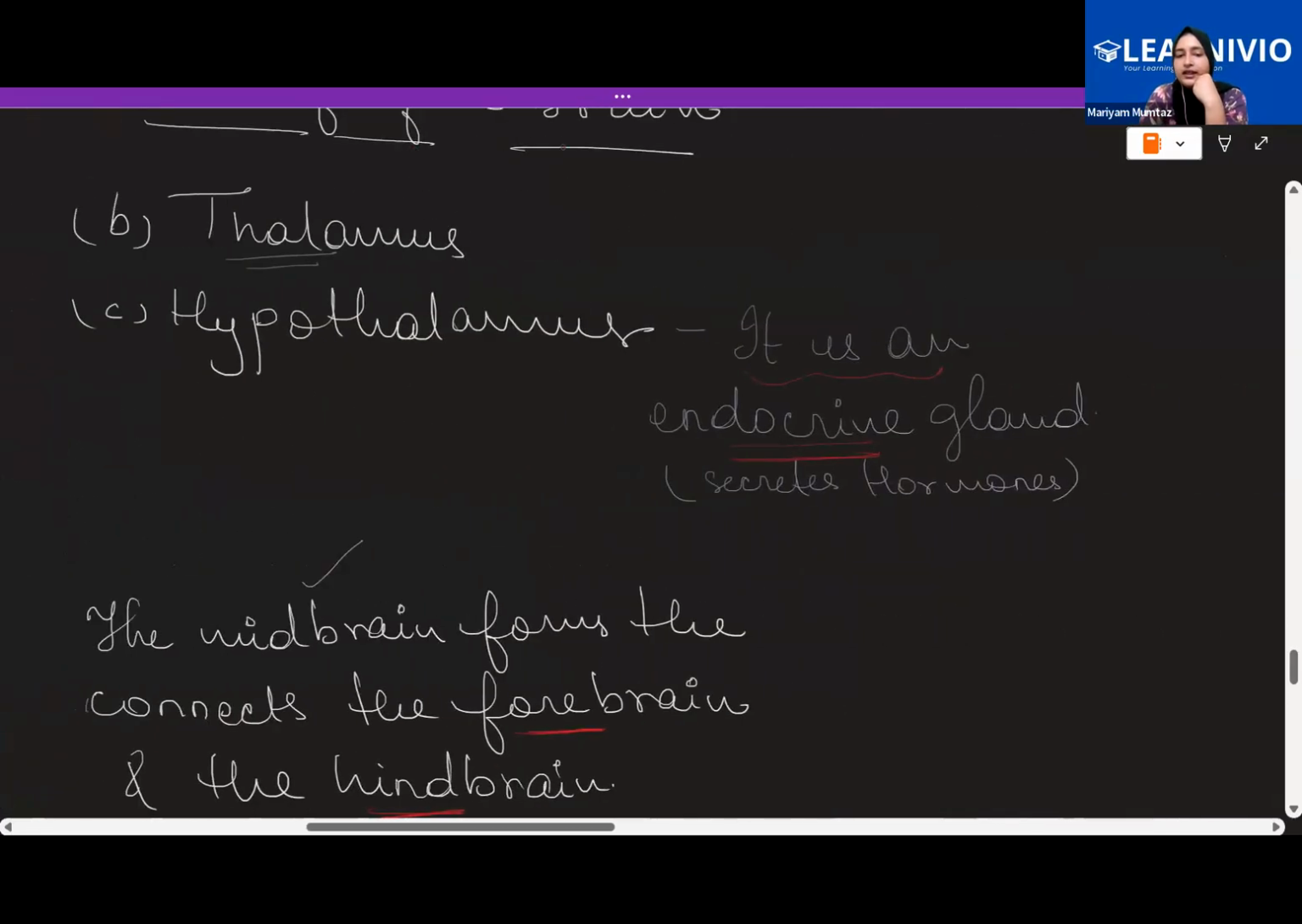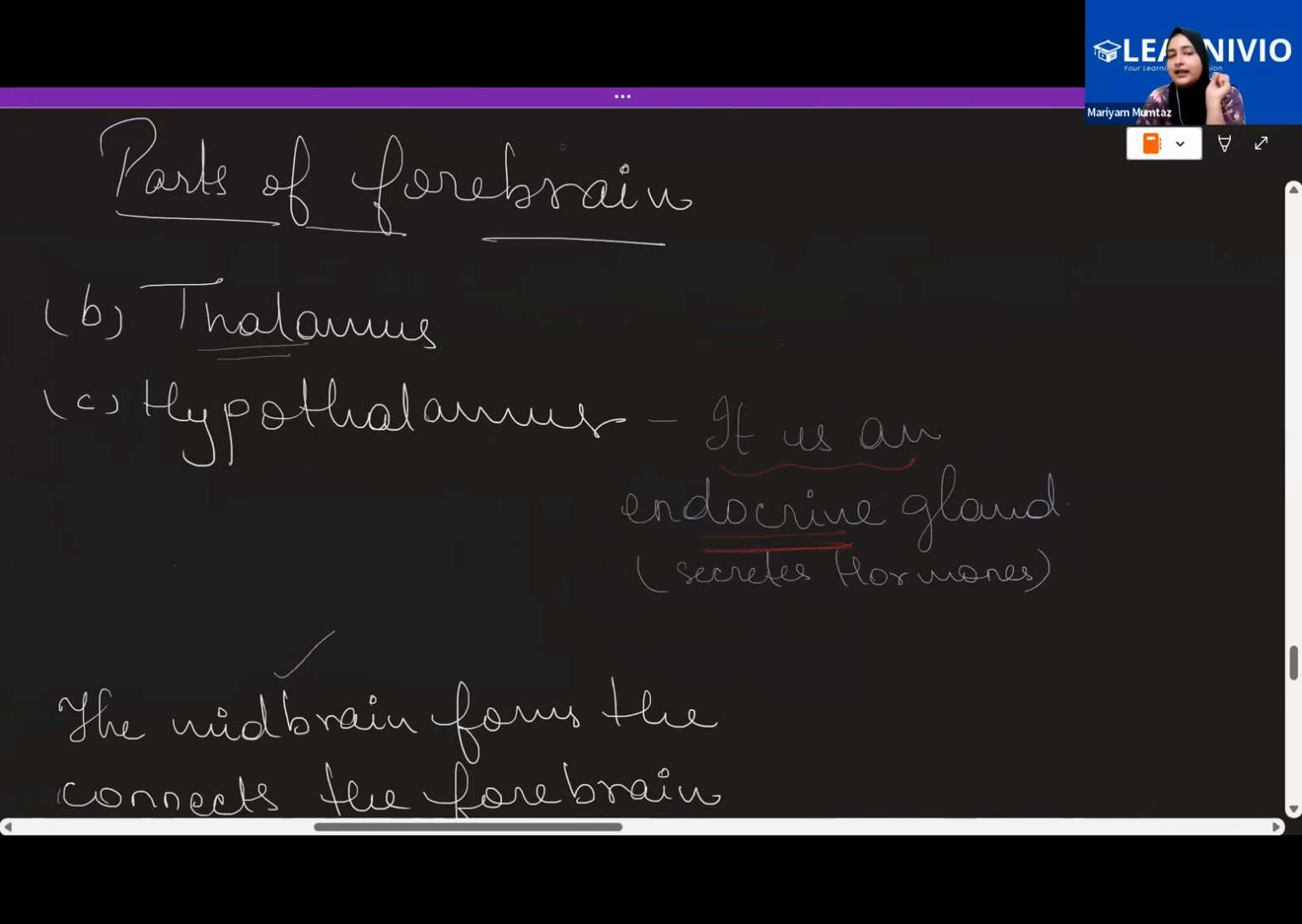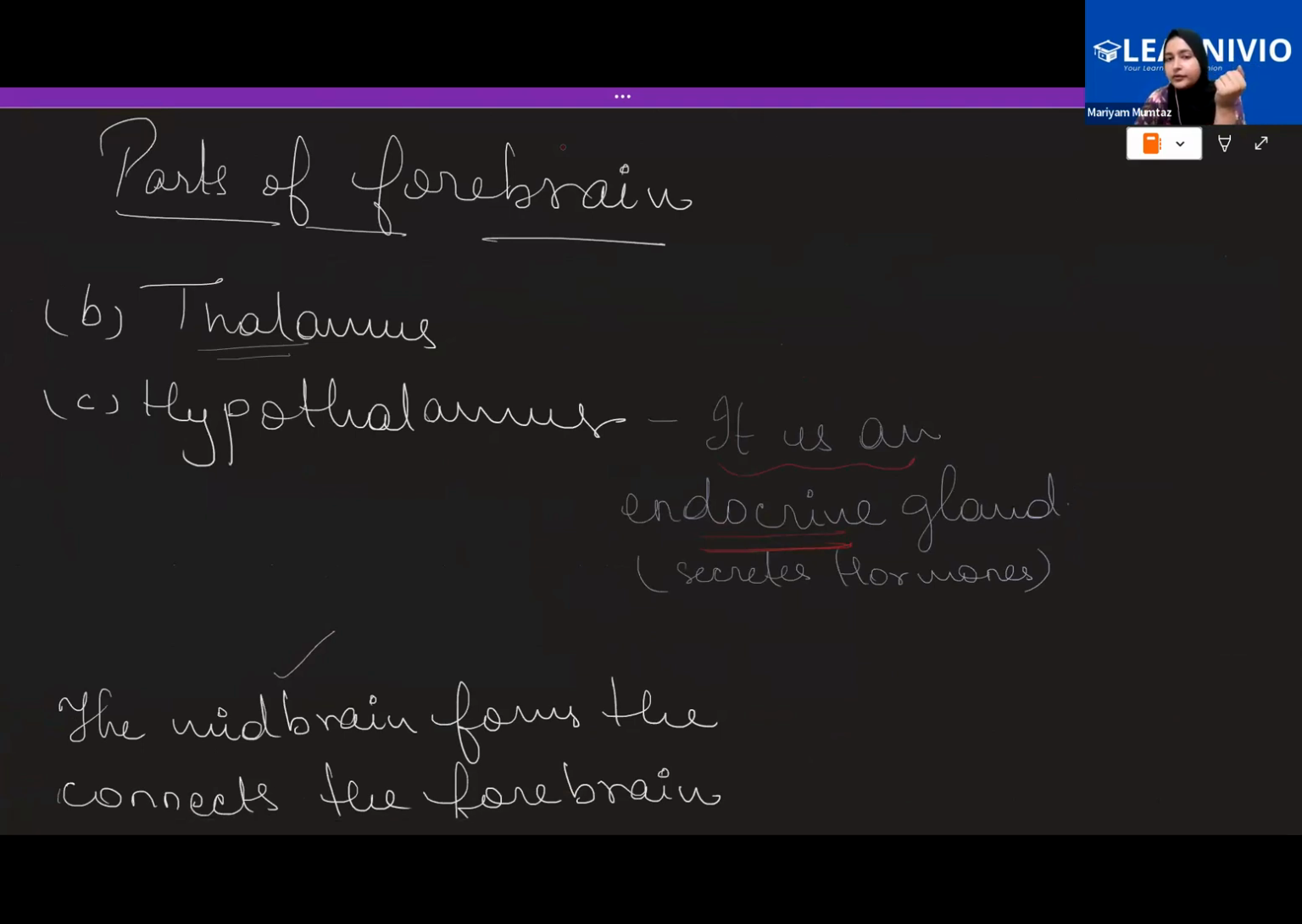Then the thalamus and the hypothalamus are two extra structures that are found in the forebrain. And this hypothalamus is an endocrine gland, meaning it is responsible for secreting hormones. Clear? Understood? We will study the function of endocrine glands, don't worry about it.